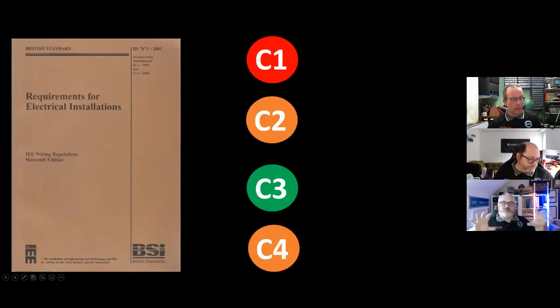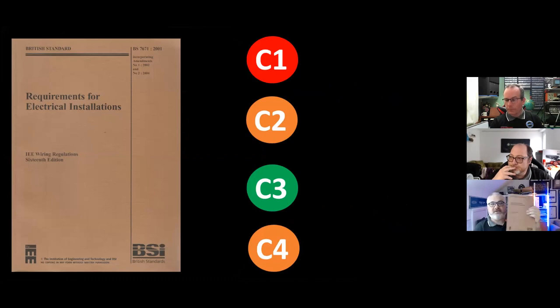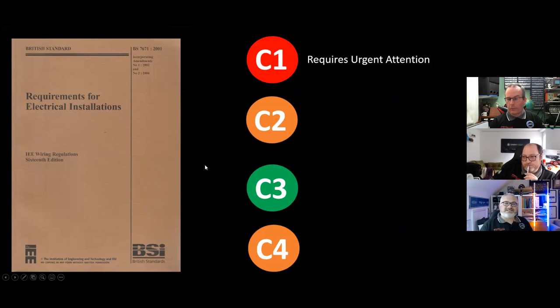So, a little trip back in time for those who are a little bit older than the youngsters in our industry at the moment. Anyone remember this brown book, which was one of my personal favorites? That was the 16th edition, Amendment 2. That was the last time that those codes appeared in 7671. C1, C2, C3, C4.